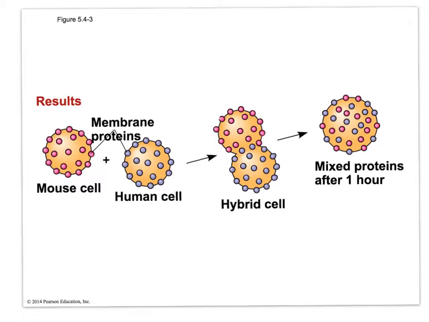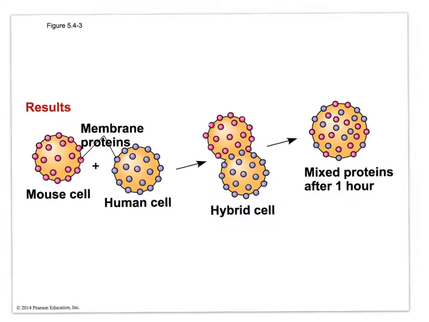But what you end up seeing is that the human green fluorescent proteins and the mouse red fluorescent proteins don't just stay in one area, they float and they diffuse. They move so that they're evenly spaced, and you end up with mixed proteins after about an hour. This is a great example of the fluidity of the membranes. If membranes weren't fluid, what would happen? If there were no movement allowed, what would happen to the proteins?